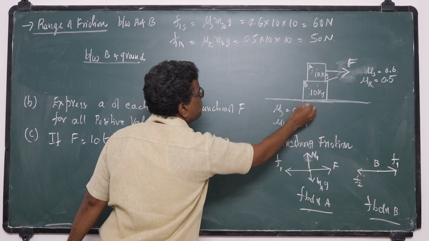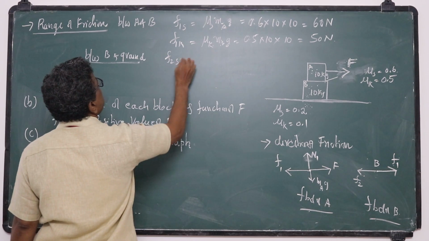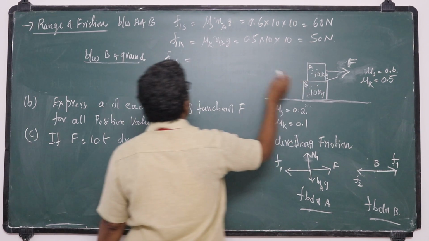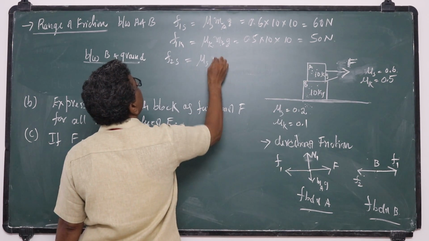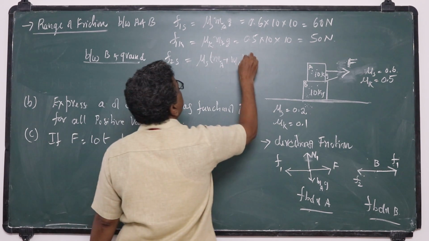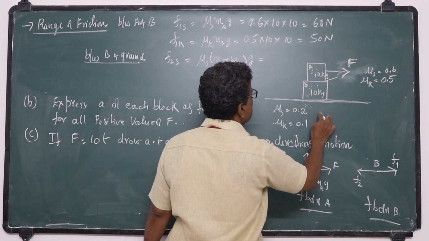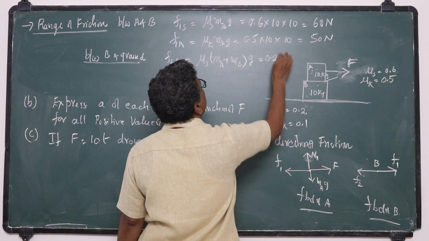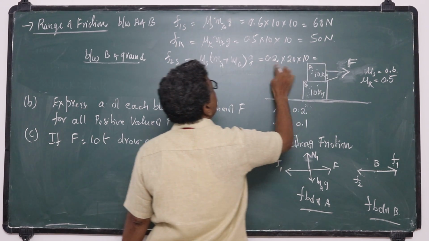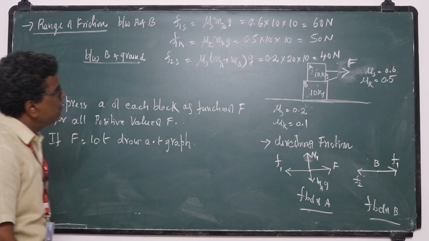Between B and the ground, it is not smooth. It is rough. So the static frictional force F2s is mu S into the total weight, mass of A plus mass of B, into g. So 10 plus 10, 20. Mu S is 0.2, so 0.2 into 20 into 10. It becomes 2 into 20, 40. So 40 newtons.